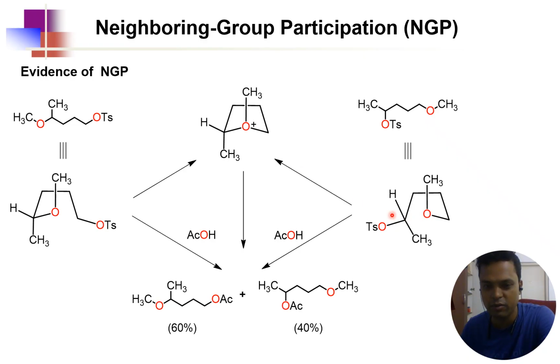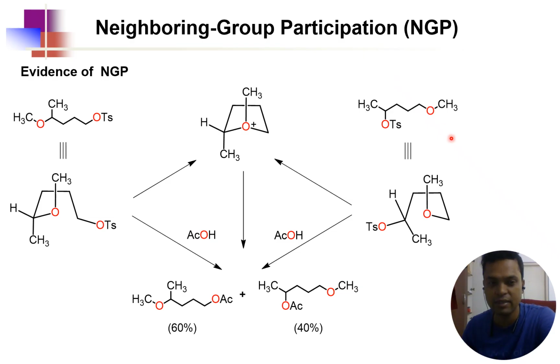What is the common intermediate? Oxygen attacks over there and you get this particular compound. In this case as well, oxygen attacks over there and you get this particular compound. So this is the intermediate. Now, acetate can attack over there or over there. The one that attacks over there is sterically less hindered, so you get 60% product. This is sterically more hindered, so you get 40% product. So basically, this explains the product formation from these two isomers.